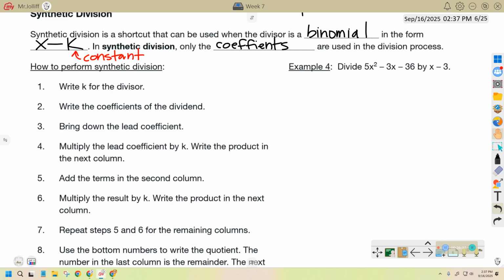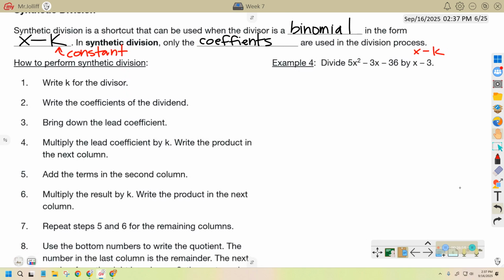So first step, after we've checked that synthetic division is appropriate, is we write down k for the divisor. So remember that the pattern we're matching is x minus k. For our example, the divisor is x minus 3. What is our k? 3, yeah. First thing I'm going to write down, upper left corner of my problem-solving area, is a 3. Then I'm going to make a box, specifically the left edge and bottom edge of a box.